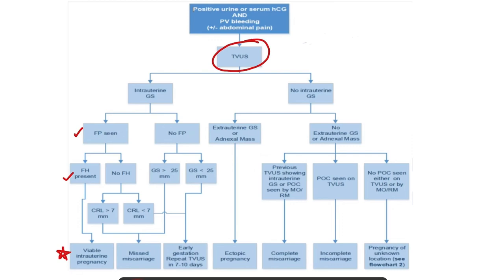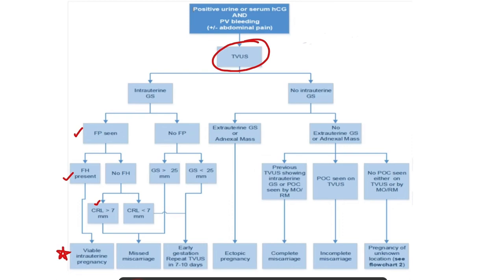If the fetal pole is seen and there is no fetal heart rate, then you should check for the crown rump length. If the crown rump length is more than 7 millimeter, then probably it is a miscarriage. Then we should ask the patient to review after 7 to 10 days for confirming the diagnosis.